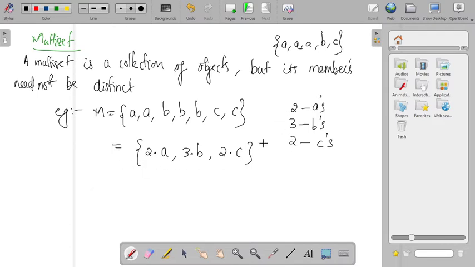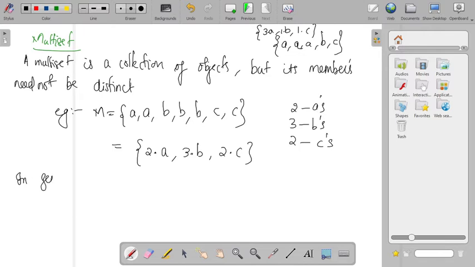So usually we represent the multi-set like this. So here this will be 3A, then you can write as 1B and 1C. That is this multi-set. So in general, a multi-set M is of the form.